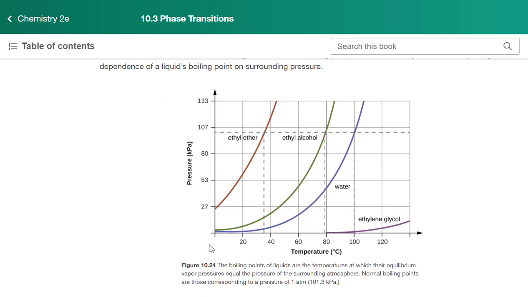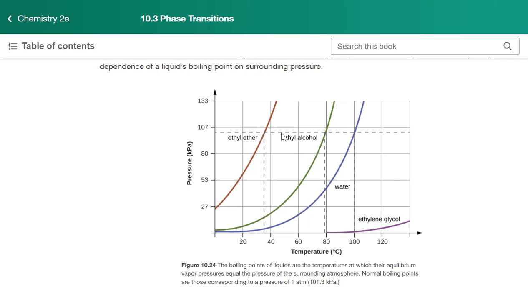So here we're showing a graph of some different liquids and their vapor pressure as a function of temperature. So as the temperature changes, what is the vapor pressure? This dotted line right here is atmospheric pressure. So when we are at that pressure, we can see what the boiling points will be for these. So water, of course, we know has a boiling point of 100 degrees Celsius.